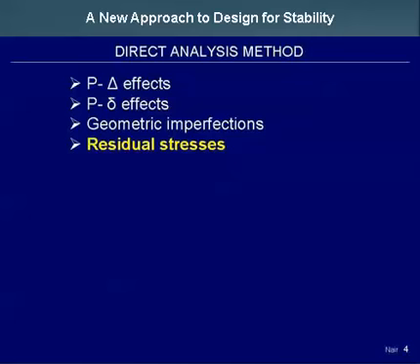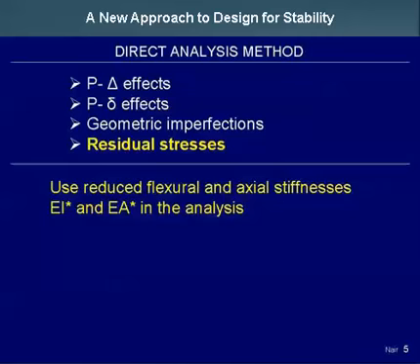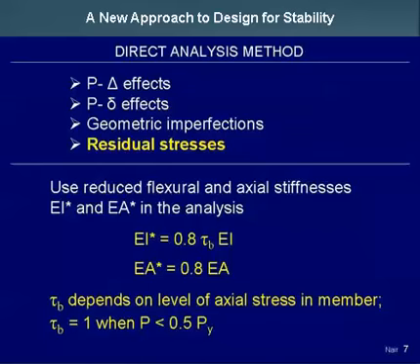Finally, residual stresses. How do you handle that? Well, it's done by using reduced flexural and axial stiffnesses in the analysis. You use an EI star and an EA star in the analysis instead of your usual nominal EI and EA. And the basic reduction factor is 0.8 in all cases. But then there's also that tau sub B just on the flexural stiffness. Now tau sub B will be 1 when your axial force on the member is less than half of yield, and otherwise it will be some number less than 1 if your axial force is larger than that.